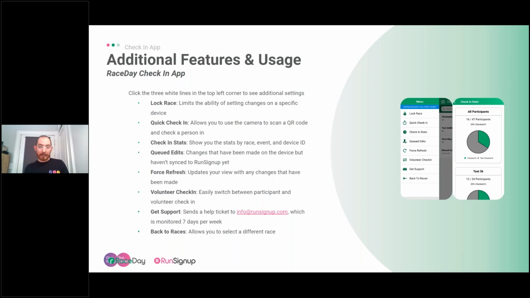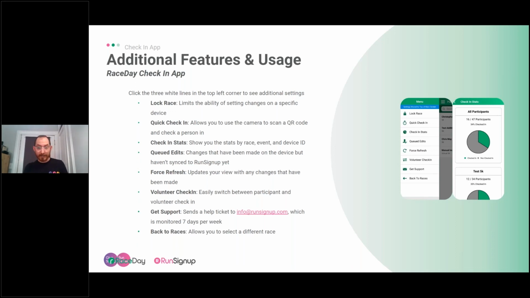Quick check-in, as I mentioned briefly, allows you to do a really quick method of scanning everything. You just scan the registration QR code and then the bib number QR code, and that's all you're doing all day. Scan reg, scan bib, scan reg, scan bib.